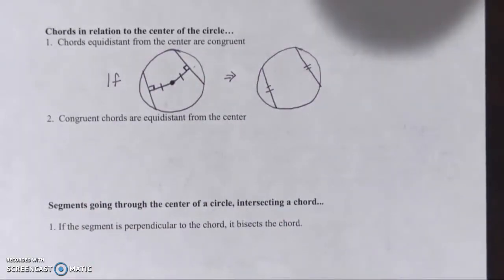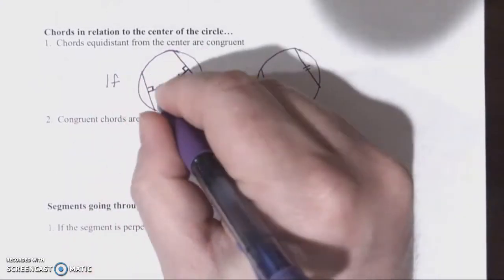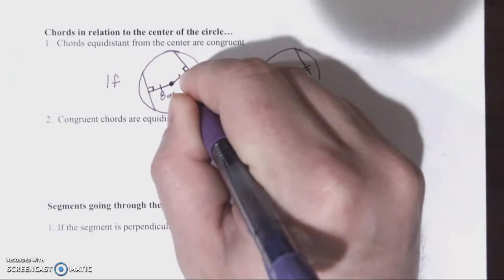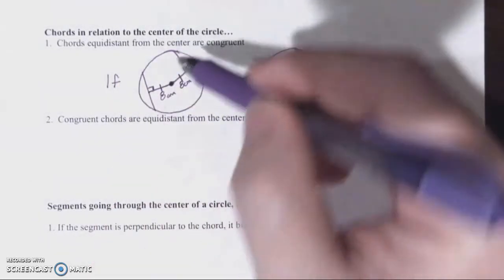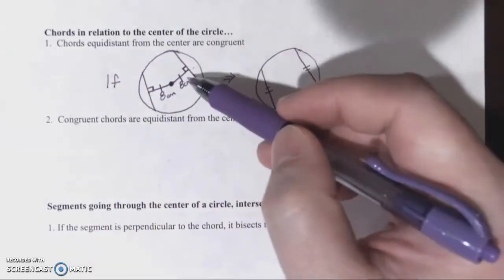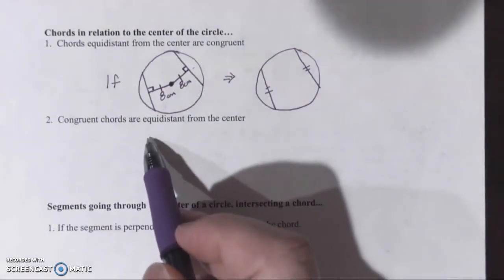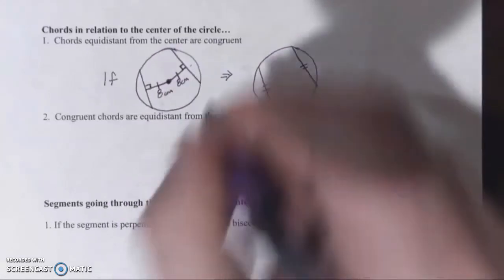Now, we might not get tick marks. We could also just tell you, hey, this is a length of 8 centimeters. This is a length of 8 centimeters. You would then know that these chords are equidistant from the center. Therefore, they're congruent. And then the reverse of that is true. Congruent chords are equidistant from the center.